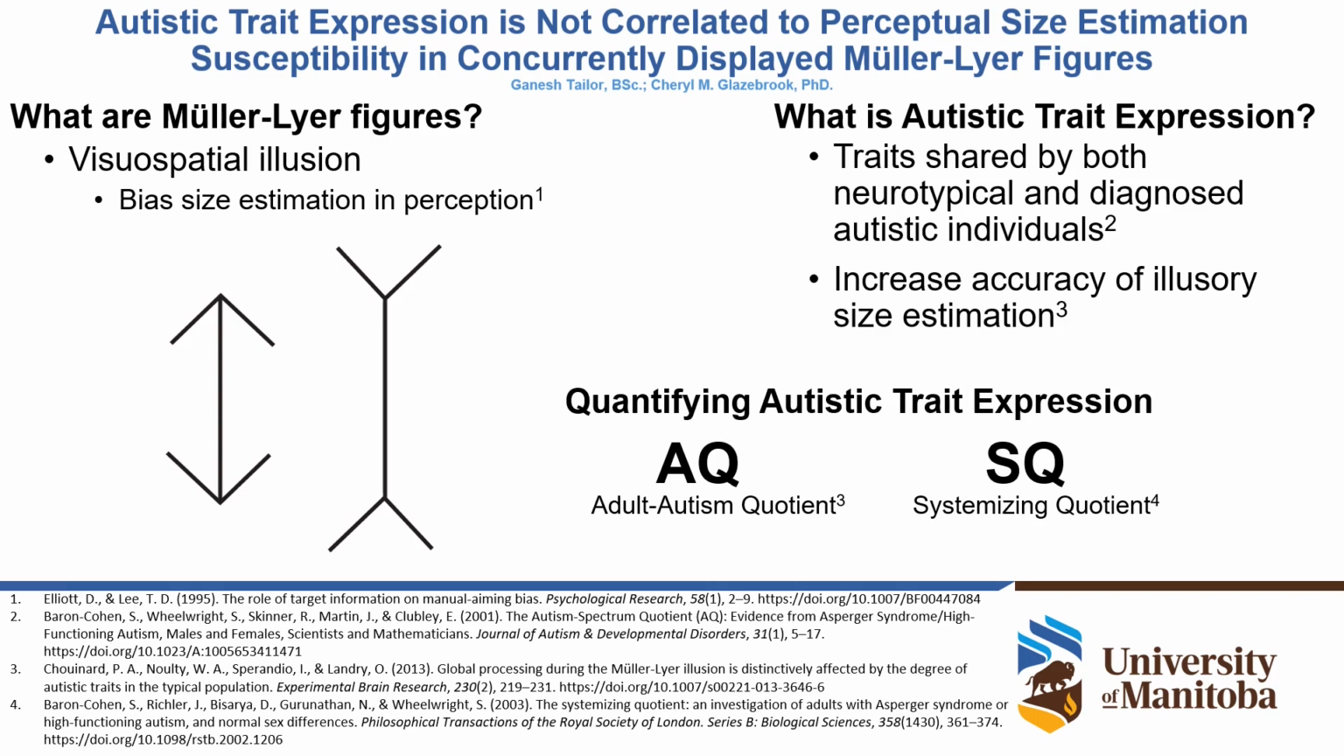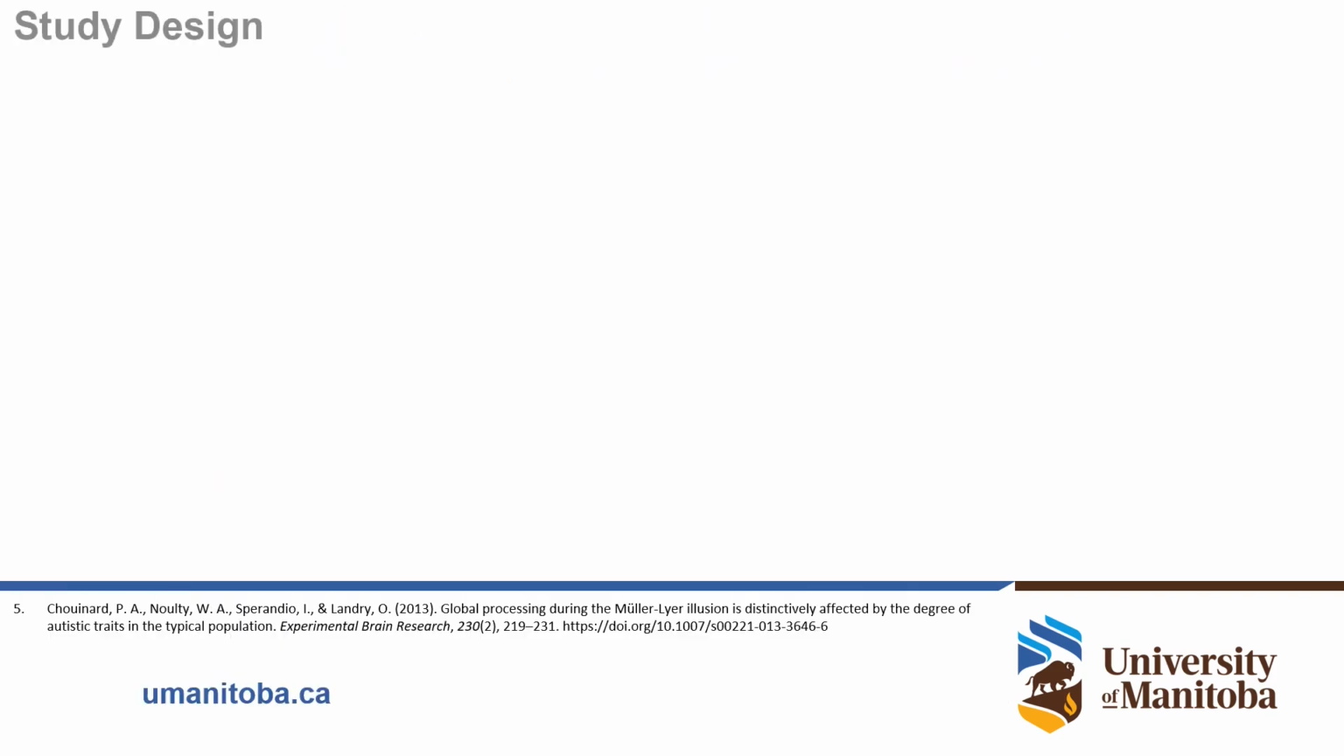Though the AQ has been negatively correlated with susceptibility to the Müller-Lyer illusion, the SQ has not yet been investigated for correlation. This study aims to determine whether interpretations of the Müller-Lyer illusion's size negatively correlate with AQ and SQ in perception. Discovering relationships between these traits and perception can help advance our understanding of the continuum of perceptual processing.